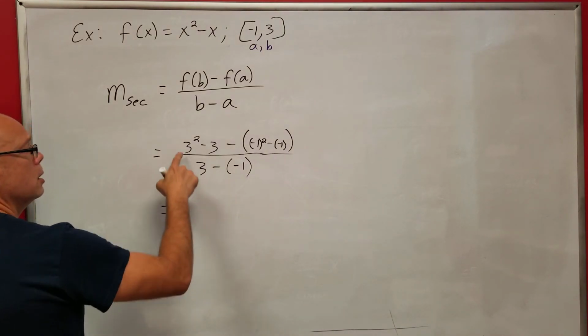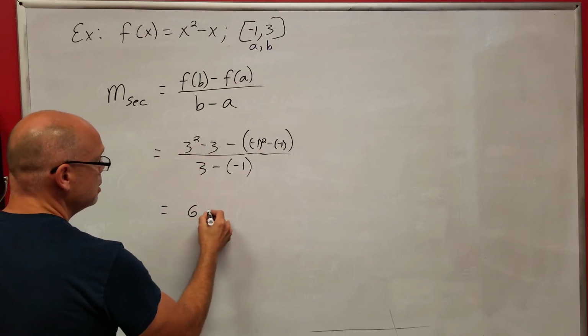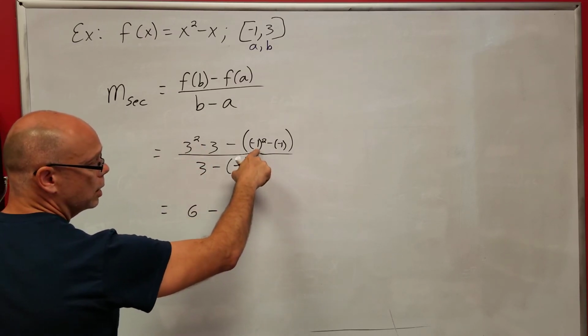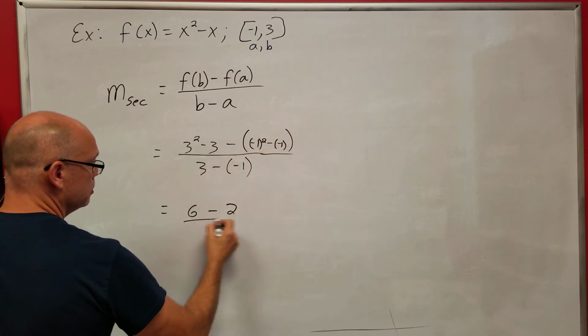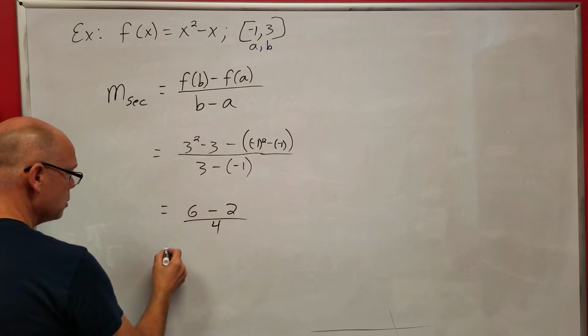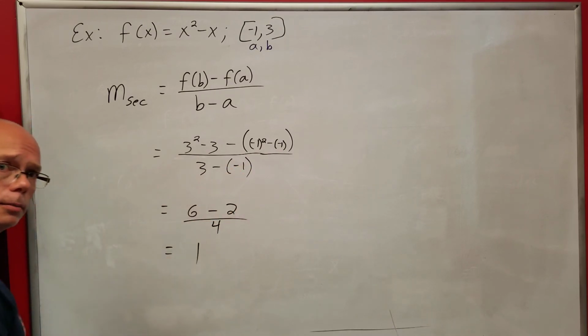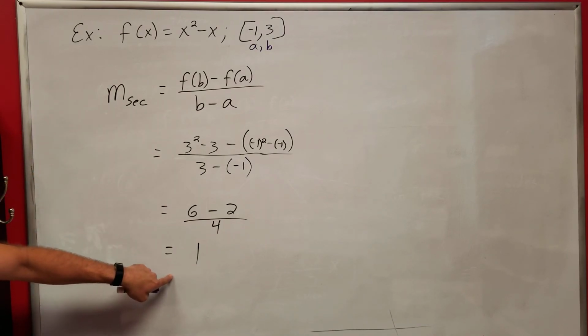All right, so that's 9 minus 3 is 6. Minus, that's 1 plus 1 is 2, so 6 plus 2 is 8. Over 3 plus 1 is 4, right? So what is that, 8 over 4, or 2? So I have m secant. I just calculated it, right?